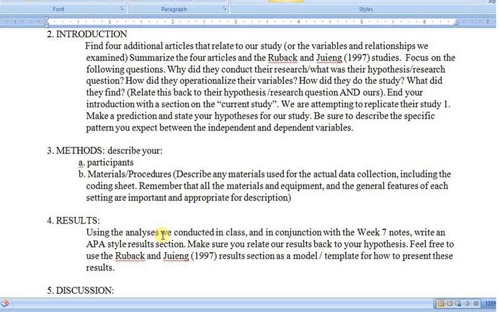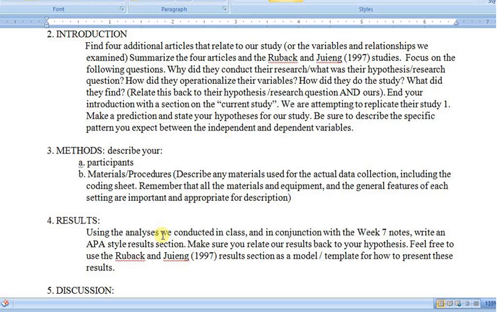So if you are the person in your group who's doing the method section, you want that method section to be detailed enough that you could hand it to another student next semester, and just from reading it, they could go out and collect the same data in the same way that you did for this project.